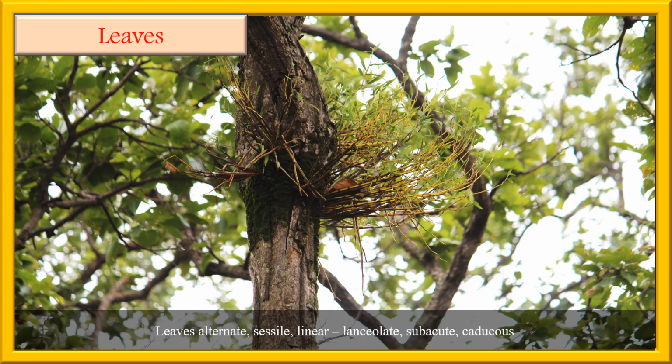Now you can see the leaf part. The leaves are alternate and sessile, linear lanceolate and subacute. As you can see in this picture, it is the original photo that we have taken. The host plant is the sal tree, Shorea robusta. So as you can see, this is the leaf that we have seen in the forest.